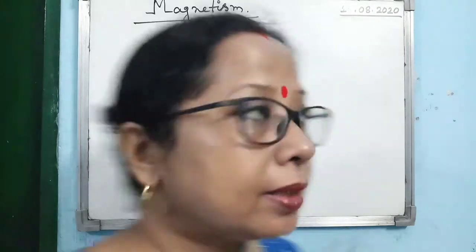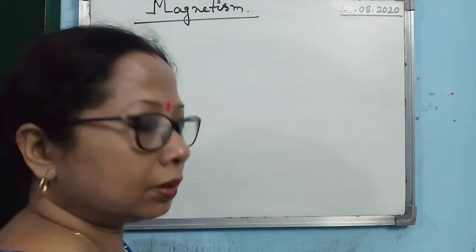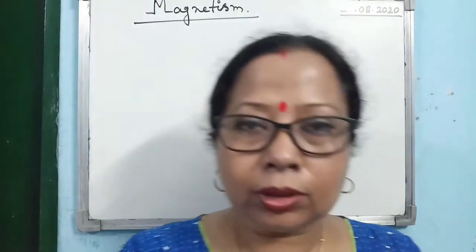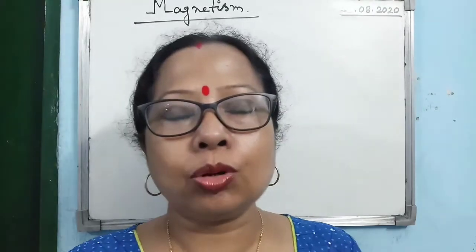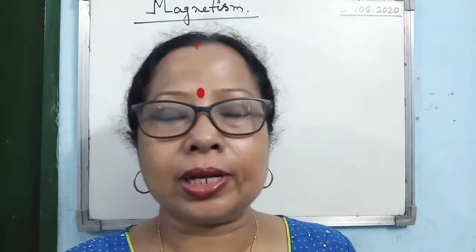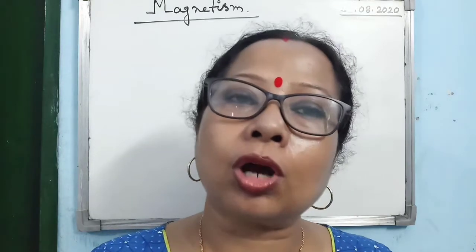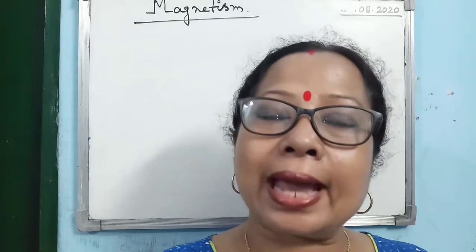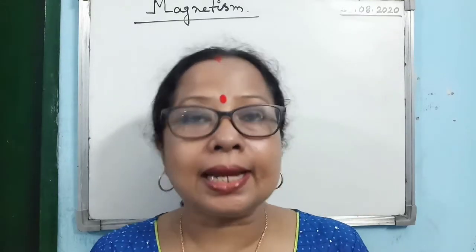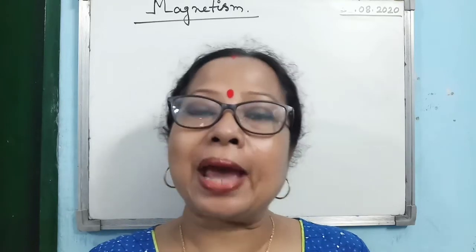So, I am starting the next chapter today, that is magnetism. Now, you know that the first natural magnet was lodestone. And what is lodestone? It is nothing but an ore of iron oxide, and it was found in Magnesia. So the term magnet has come from the word Magnesia.